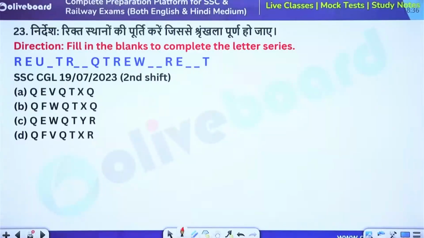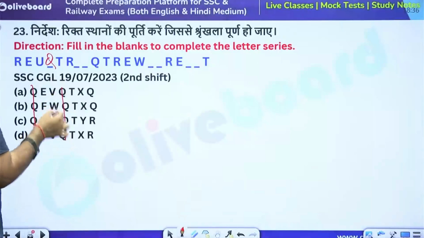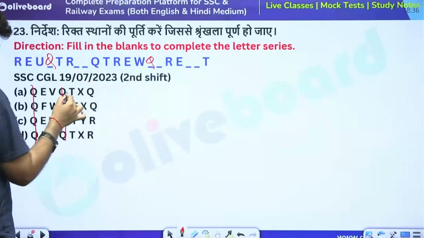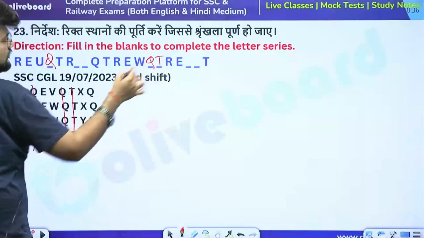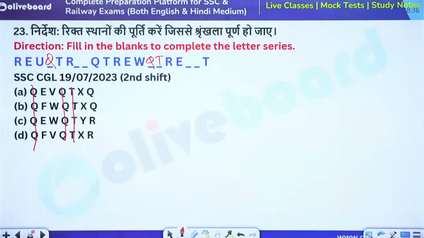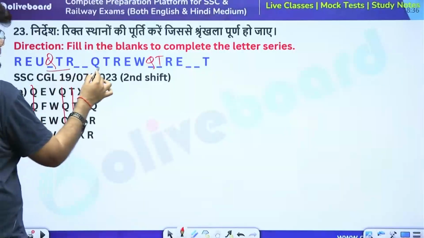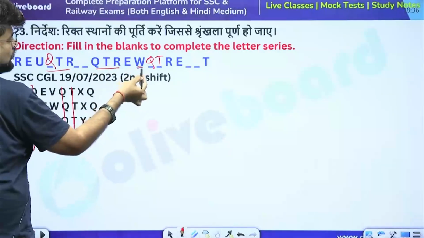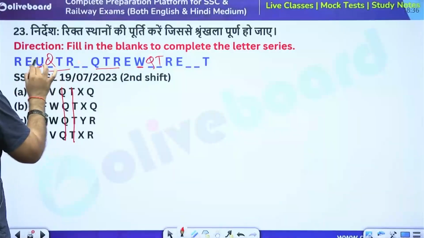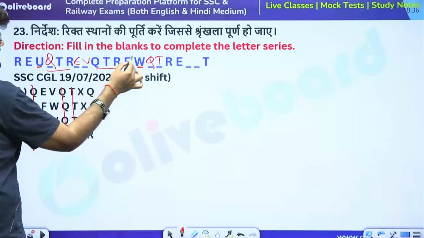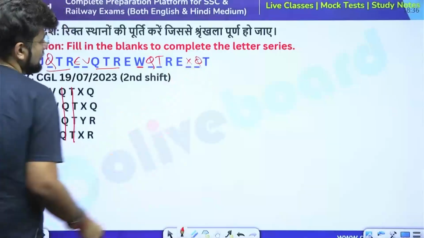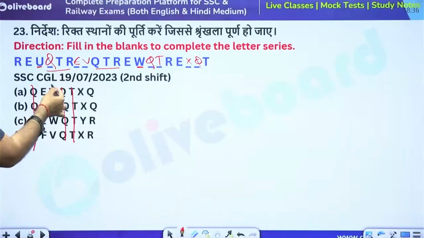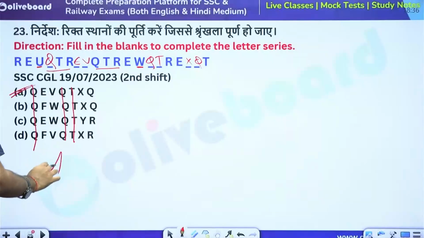Okay. So this one again, here what you can do is, first letter is Q only, fill it. Fourth letter is Q again, so 1, 2, 3, 4th letter is Q again, fill it. Fifth letter is T, fill it. So this will give you a better idea now. REU, QT, QT, W. Here you have U, here you have W. So this is changing. REUQT, REVQT, REWQT, REXQT. So QEV, QTXQ. Option A is the right answer.